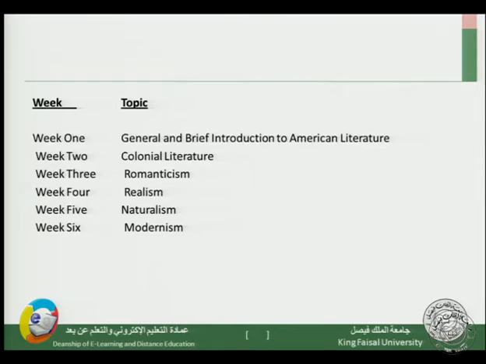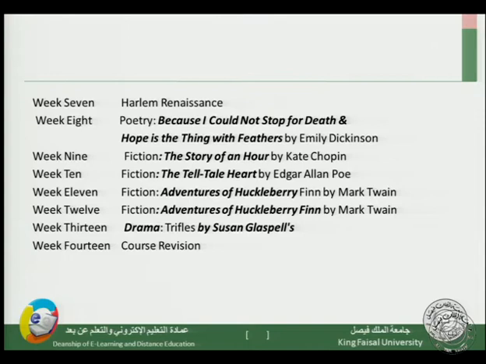As number 1. Then in week 3, we jump to the second movement, romanticism. Then week 4, the third movement, realism. Then the fourth movement, week 5, naturalism. Then week 6, modernism. In week 7, we also come to an important part of American literature called the Harlem Renaissance, or Harlem movement, which is of course a recent movement.